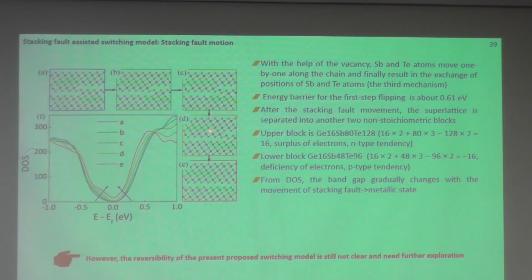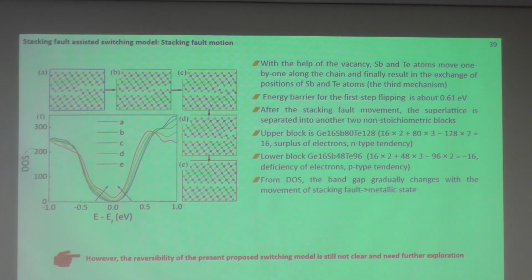And then if they move, then at the end we have one part of our crystal which has non-stoichiometric composition. So again, here we have more germanium, and here we have more antimony, and this state is a more metallic state. So we have a transition from one state to the other state. It is also nice to have this in the computer to make these calculations.